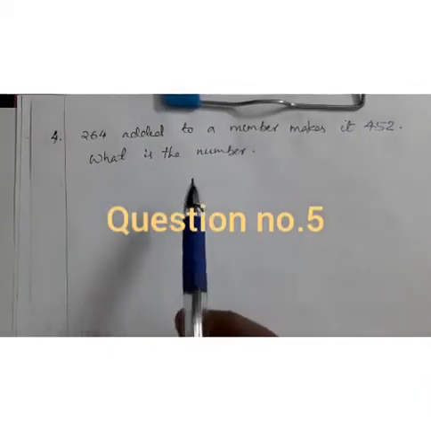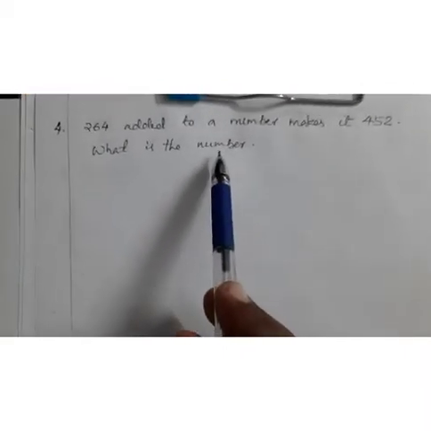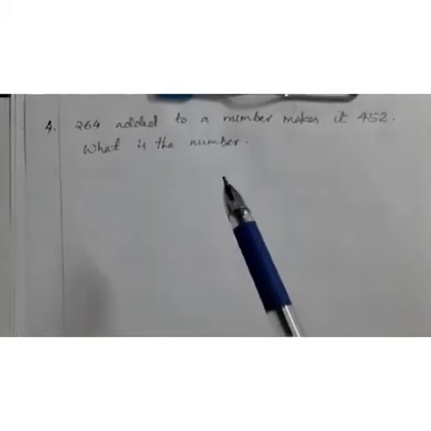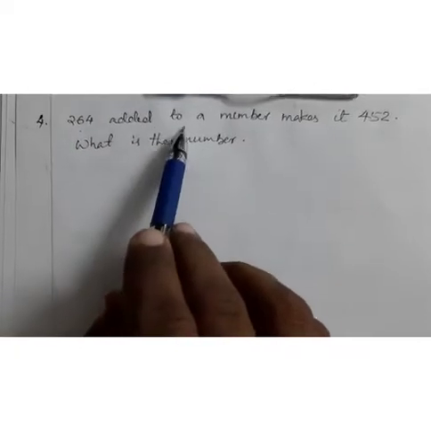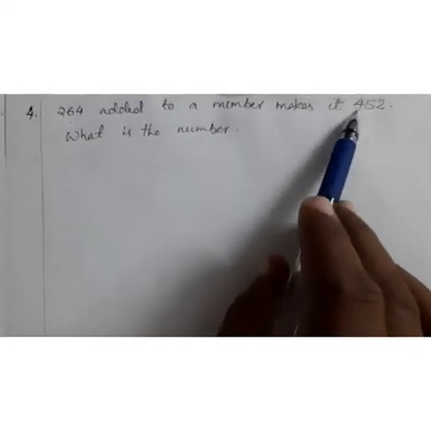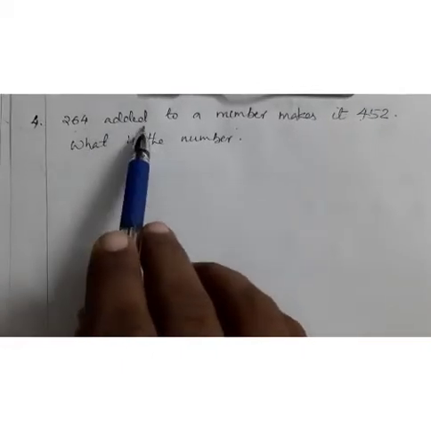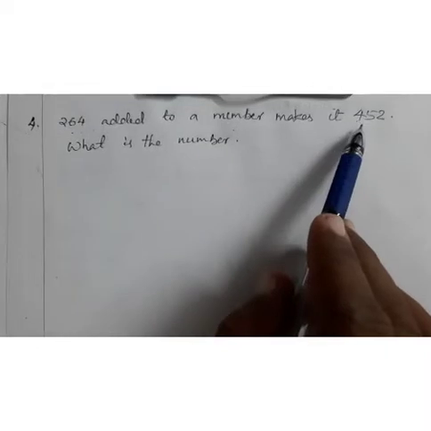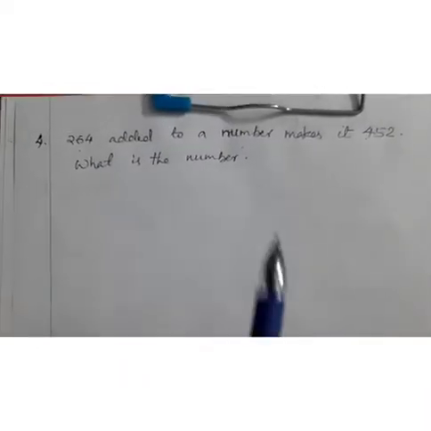Now if you understand, can you do this one? Instead of addition, you have to use subtraction. Instead of subtraction, you have to use addition. See this question. 264 added to a number makes it 452. What is the number?